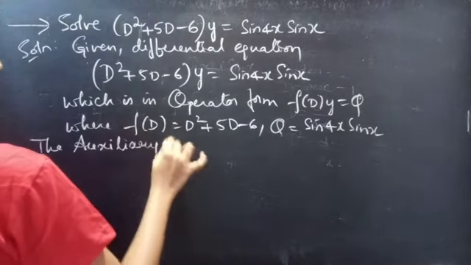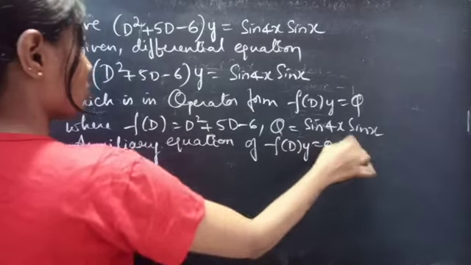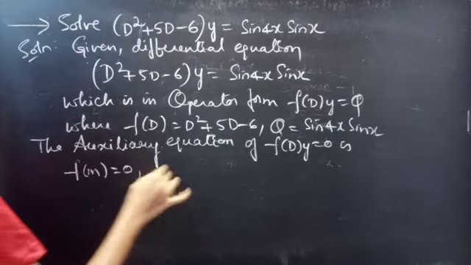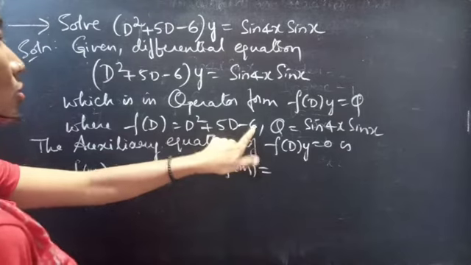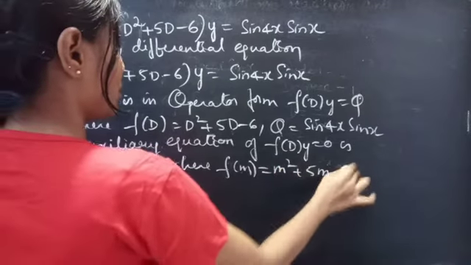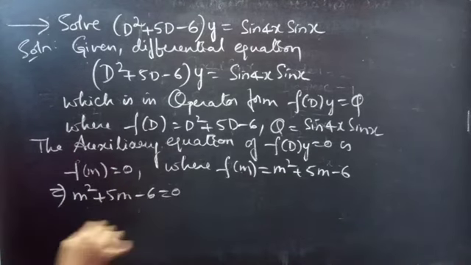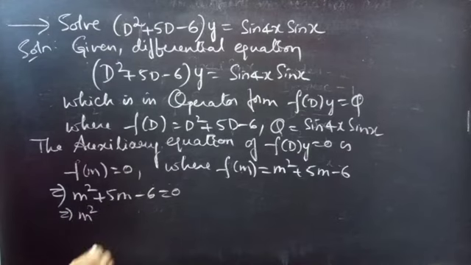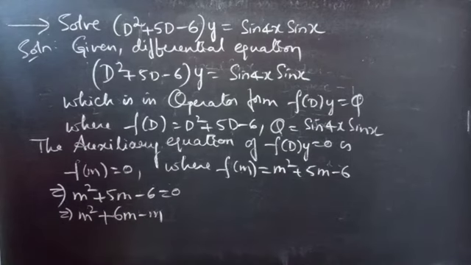The auxiliary equation of f of d into y equals 0 is f of m equals 0, where f of m equals, we are having f of d, which is d square plus 5d minus 6. So by replacing differential operator d by m, we'll get f of m equals m square plus 5m minus 6. Then our auxiliary equation becomes m square plus 5m minus 6 equals 0. Then we can write plus 5m as minus m plus 6m, since plus 6 minus 1 is plus 5 and plus 6 into minus 1 is minus 6.